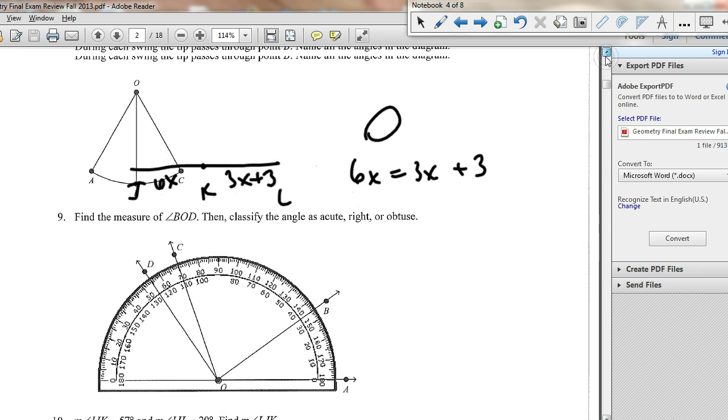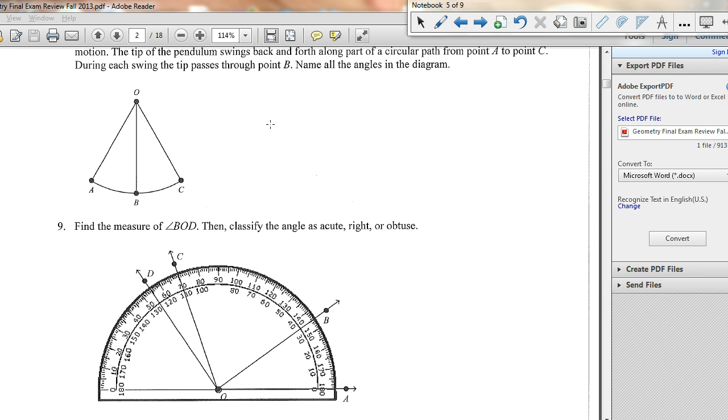This question says name all the angles. Technically, this isn't quite an angle because that line's a curve. But if you were to name that one, it would be angle OAB. Or you could just name it angle A because there's no confusion. As opposed to this angle right here, if I just named it angle O, that wouldn't be good enough because I don't know if I'm talking about the left side. You don't know if I'm talking about the left side or the right side here.